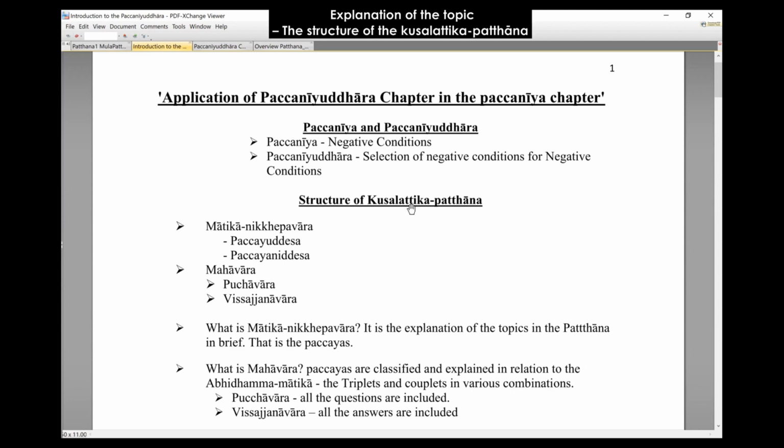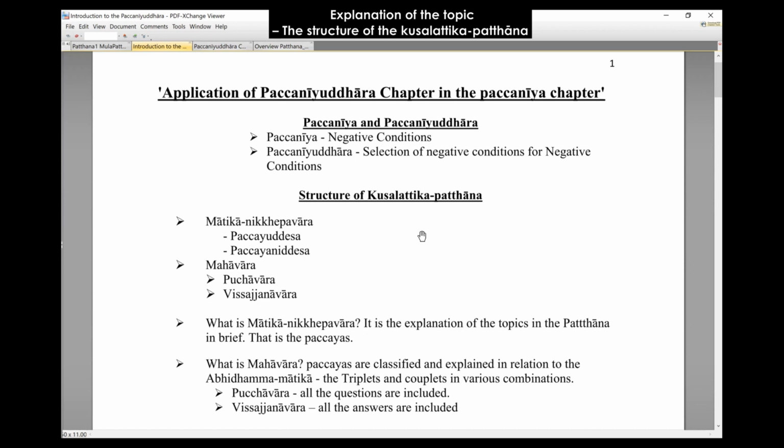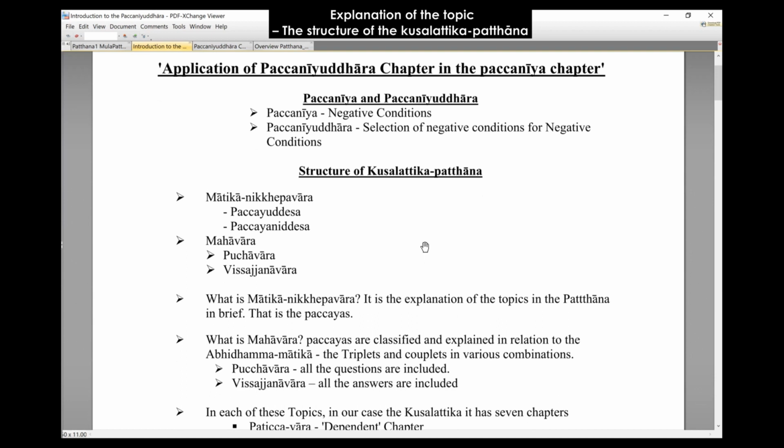So first I will go through the structure of the kusalattika-patthāna and a little bit on the structure of the Patthāna to have an understanding of the topic itself. This is not the complete, full explanation of the structure in the Patthāna, because in the commentaries and in Mohavichedani, this structure is explained. I'm going through important areas only, which are applicable for our topic. So that's what I'm going to be looking at.